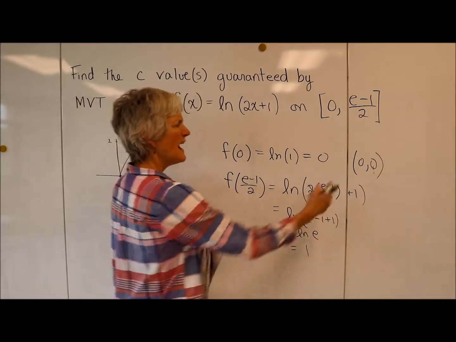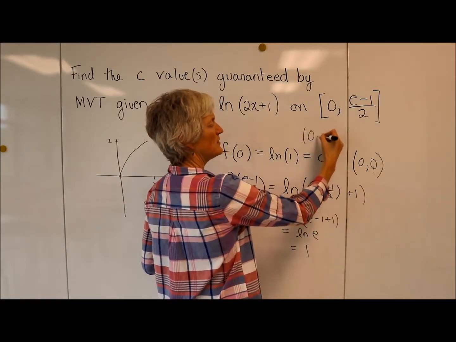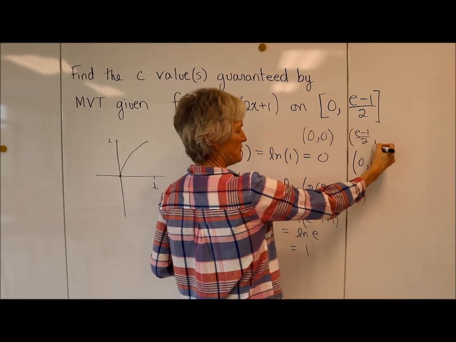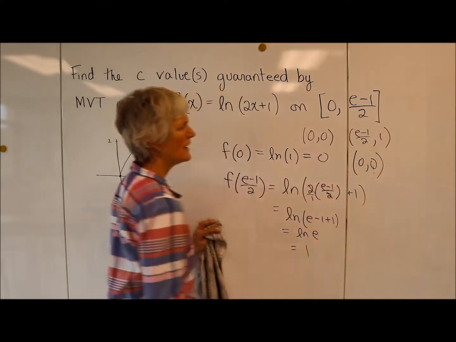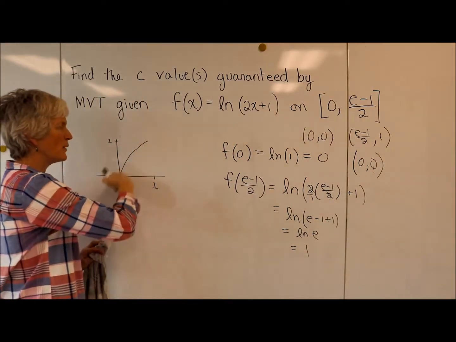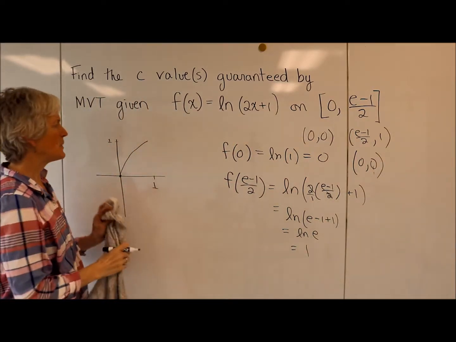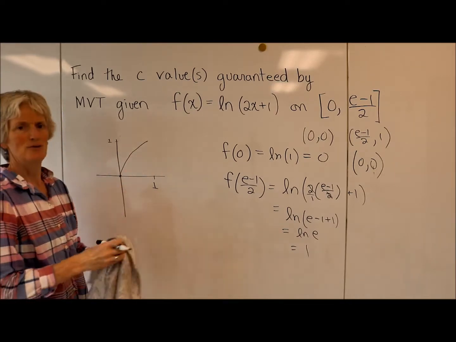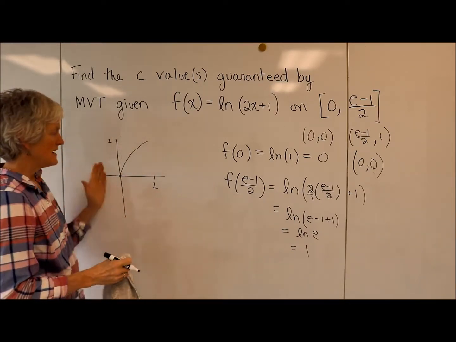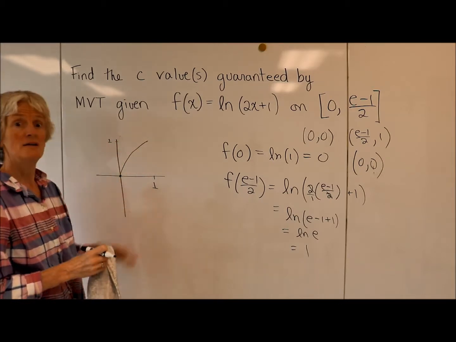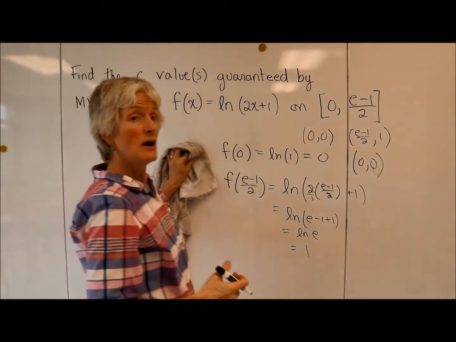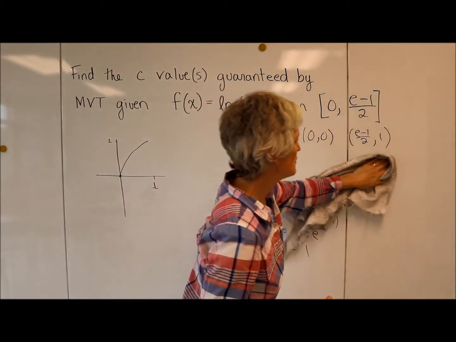Okay, so I have 2 points. When x is 0, y is 0. When x is e minus 1, all divided by 2, y is 1. And I think within those points, I shouldn't have any problems with continuity. There aren't going to be any asymptotes or removable discontinuities, and my slope should be defined everywhere on that interval. So I think I can use the mean value theorem.